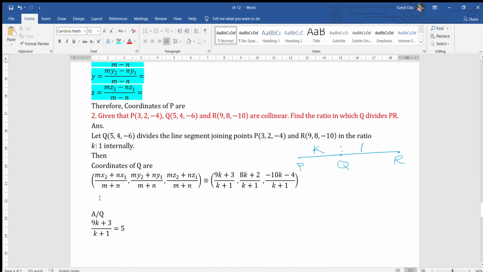So our formula is (mx2 + nx1) divided by (m + n), and similarly for y and z. So what is m here? Here m is k. We told that m is k, and then we will take these two ratios. Don't confuse with Q. We have to take P and R. So 9k plus 3 into 1. Here n is 1. Understood?